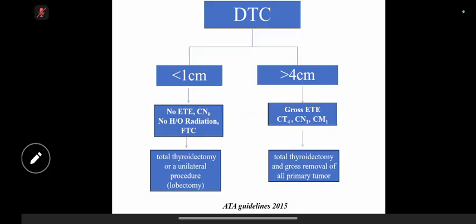According to the ATA guidelines 2015, differentiated thyroid cancers are divided into three categories: less than 1 centimeter, 1 to 4 centimeters, and more than 4 centimeters. For less than 1 centimeter, if there is no extrathyroidal extension, clinically N0, and no history of radiation or follicular thyroid carcinoma, then total thyroidectomy or a unilateral procedure, that is hemithyroidectomy or lobectomy, is advised. If the tumor is more than 4 centimeters with gross ETE, cT4, cN1, or distant mets, total thyroidectomy and gross removal of all of the primary tumor is suggested by the ATA.